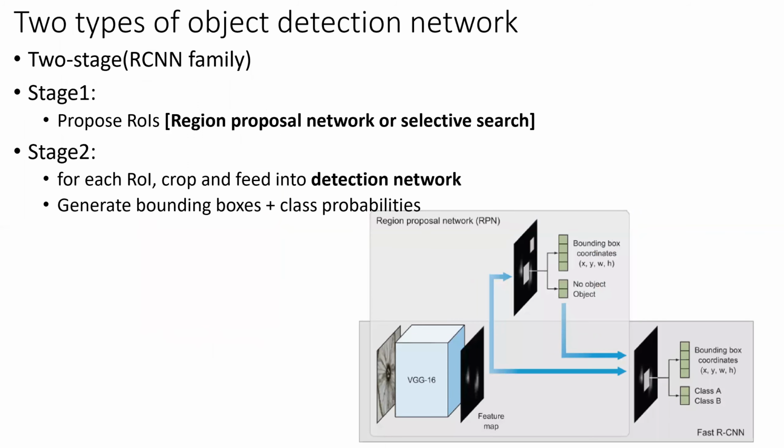In general, there are two types of detection network. The first type is called two-stage detector. This has been presented by Yizhe last time. The first stage is to propose a lot of regions of interest. So these regions are highly likely to contain the objects inside. The second stage is I'm going to crop the regions of interest and feed them into the detection network. The detection network can give the final bounding boxes prediction plus the class probabilities.